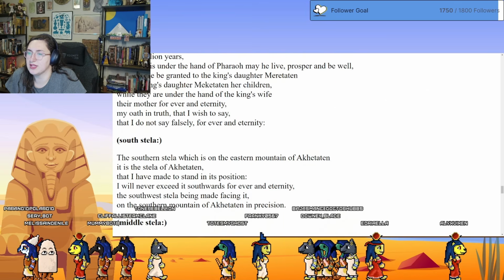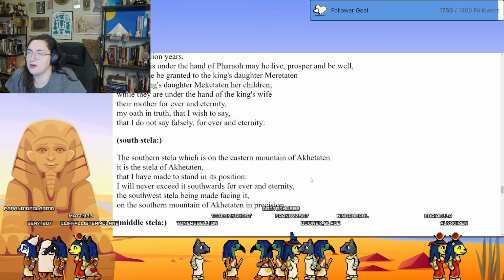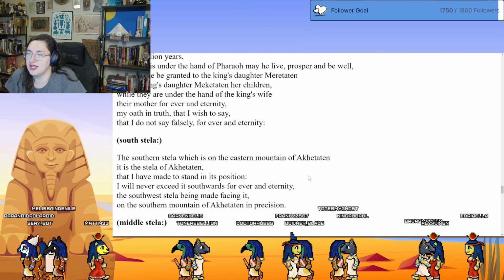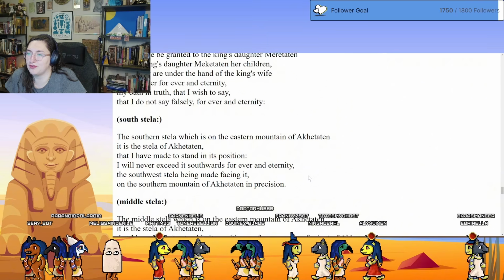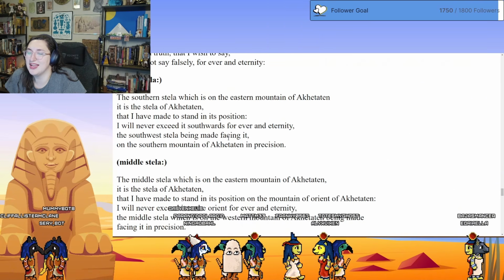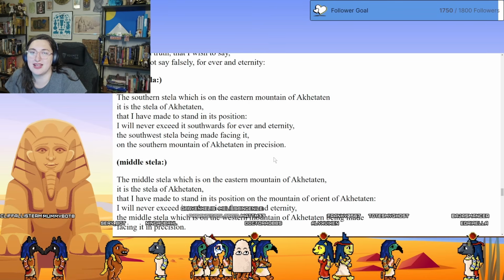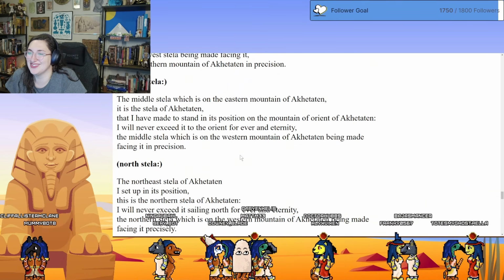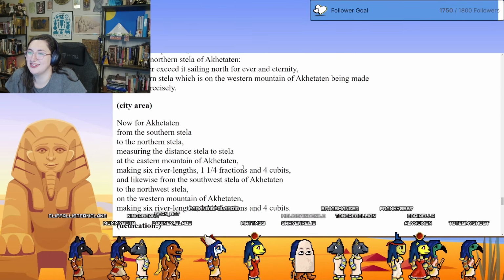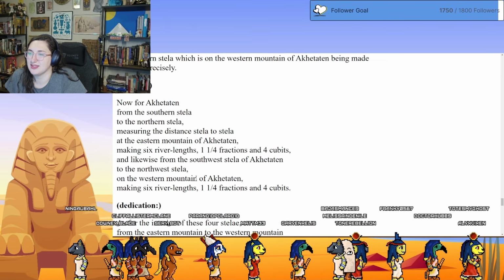Oh, I love this. The southern stela, which is on the eastern mountain of Akhetaten, it is the stela of Akhetaten that I have made to stand in its position. I will never exceed it southward forever in eternity, in the southwest stela being made facing it in the southern mountain of the... Like, it literally knows exactly where it is, which is hysterical. And it tells you where it is. This is the middle one, this is the northeast one.